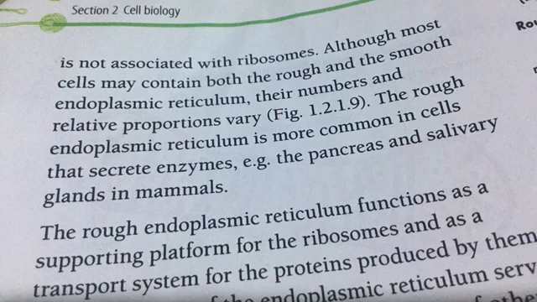The rough endoplasmic reticulum is more common in cells that secrete enzymes. Example, the pancreas and the salivary glands in mammals. If you recall, they secrete the pancreatic and the salivary amylase respectively. The rough endoplasmic reticulum functions as a supported platform for the ribosomes and as a transport system in the cell.